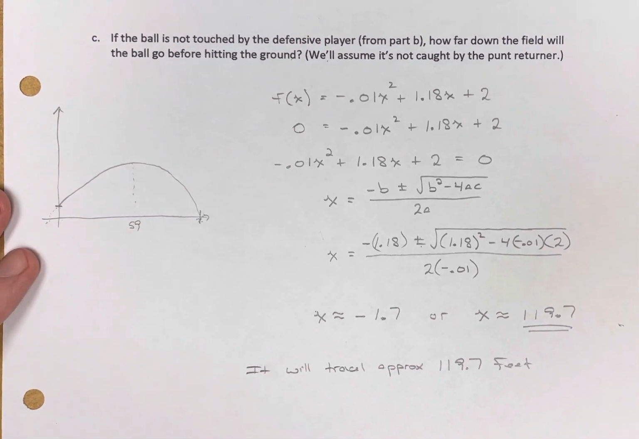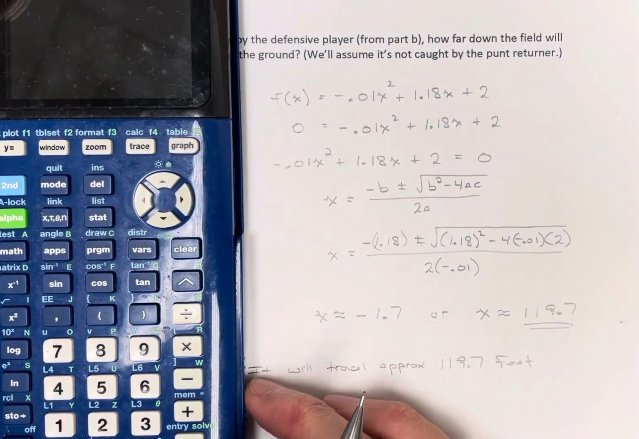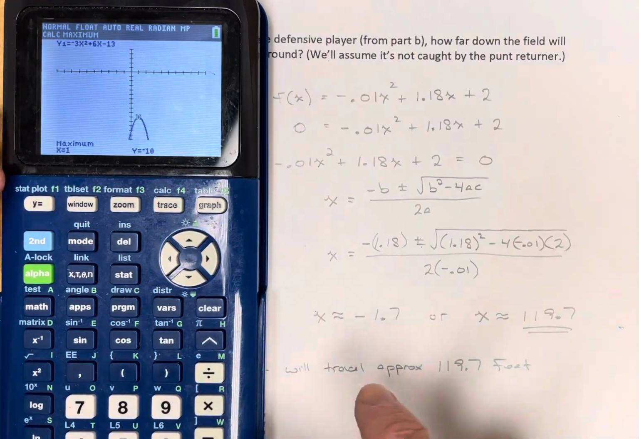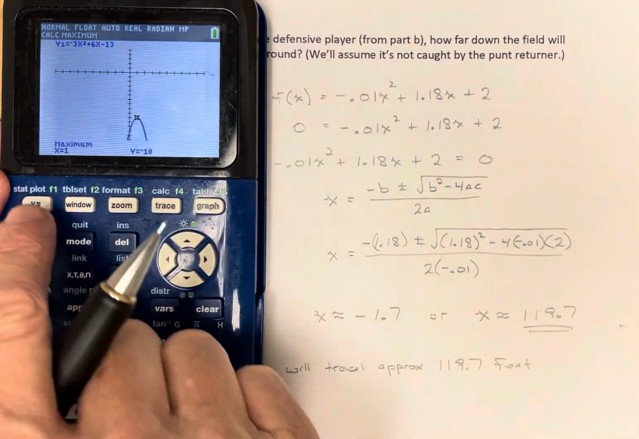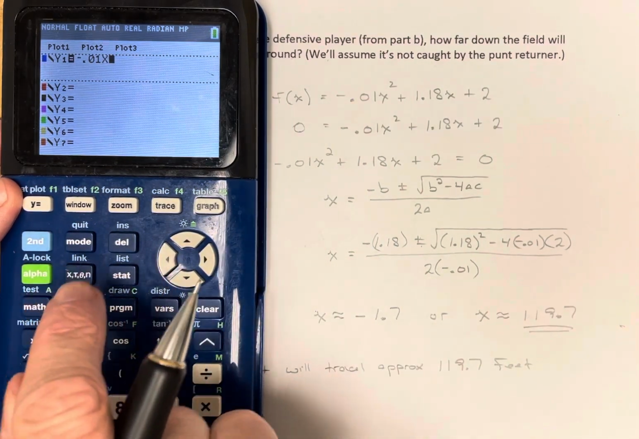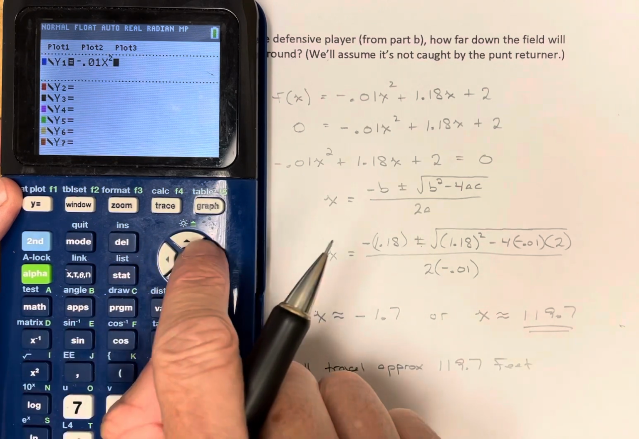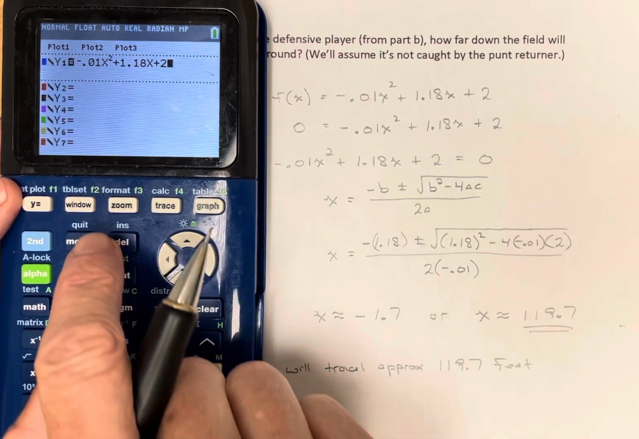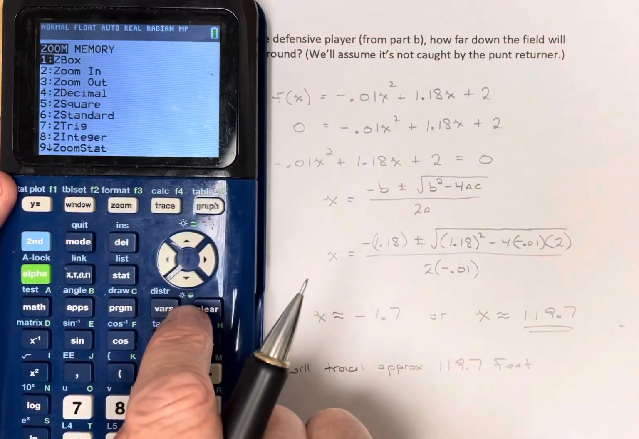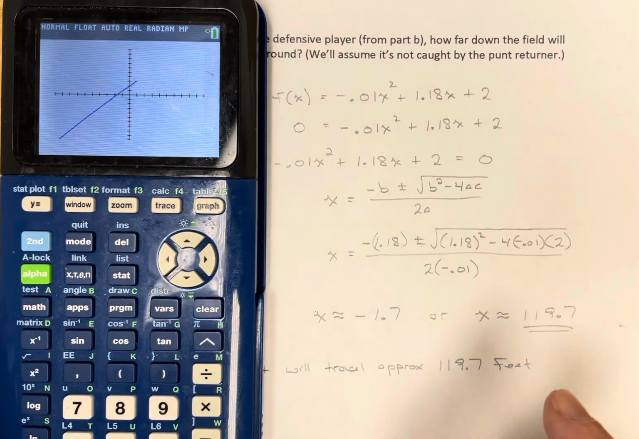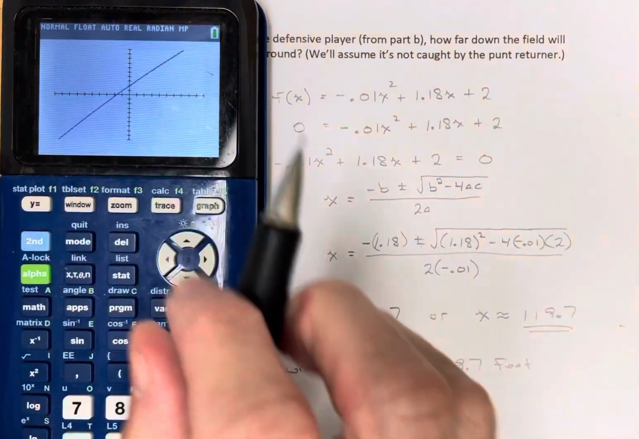Okay, let's see that on our graph. Hang on a second here. There we go. Is my function in there? No, my function is not in there. Let's go back in my y equals and clear out my previous function. Here's the new function. Negative 0.01 times x squared plus 1.18 times x plus 2. Now I know in my window, I'll zoom standard, but I know this is not going to work because it's way too, there you go. It's showing me a lot. I want to be in the first quadrant, and I'm really tight here.